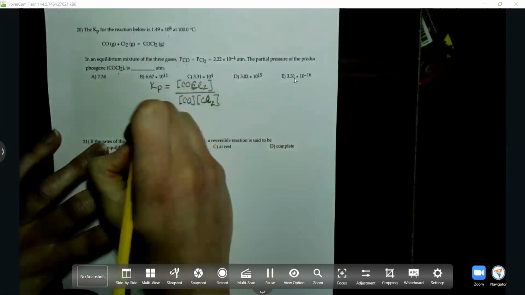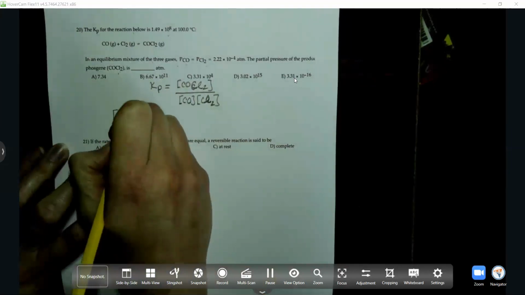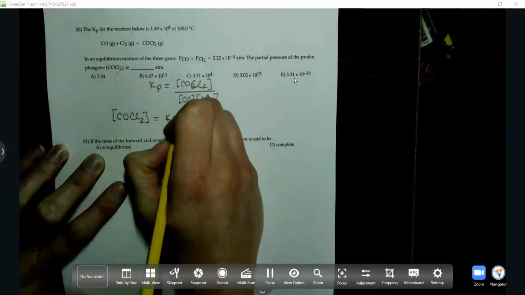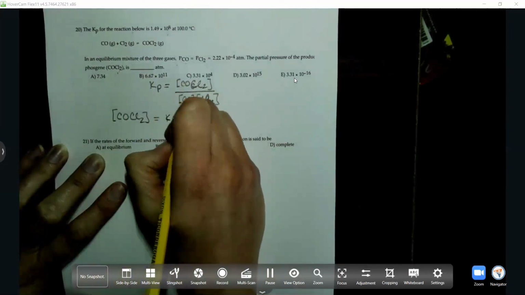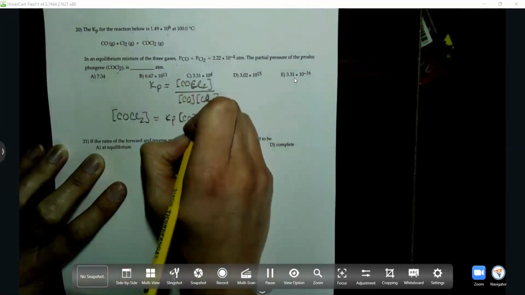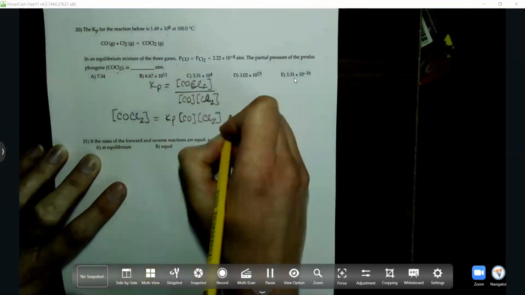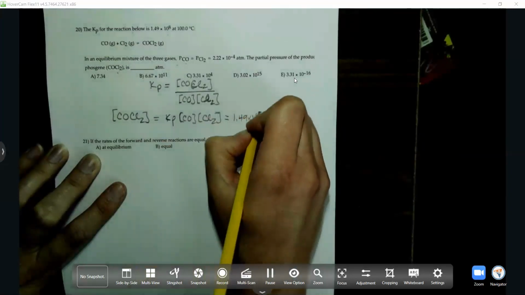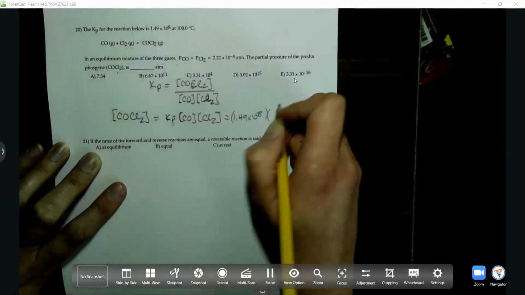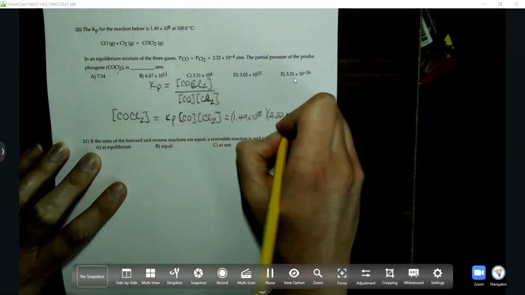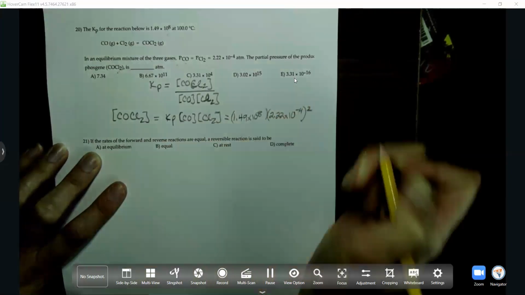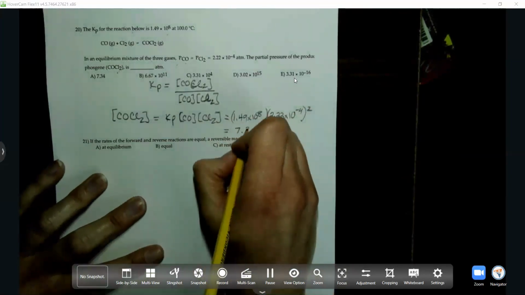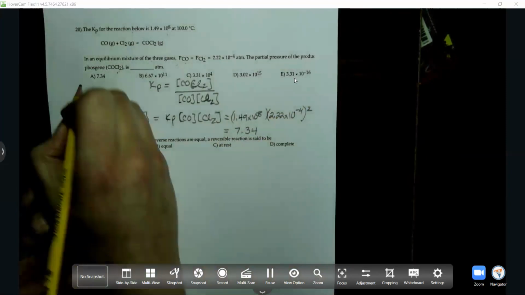When we rearrange this, concentration of COCl2 is equal to Kp times our concentration of CO, concentration of Cl2. So our Kp is 1.49 times 10 to the 8th times 2.22 times 10 to the negative 4th squared. Solving that, plugging that into our calculator, we get 7.4. So that's letter A.